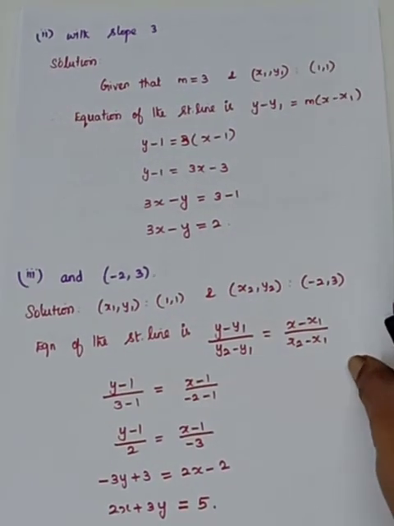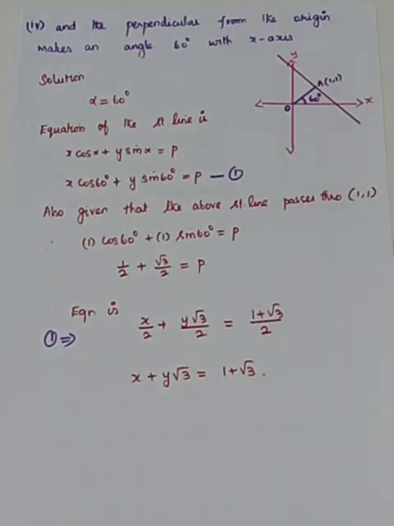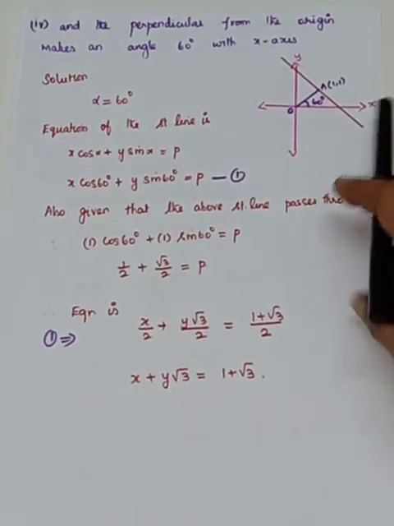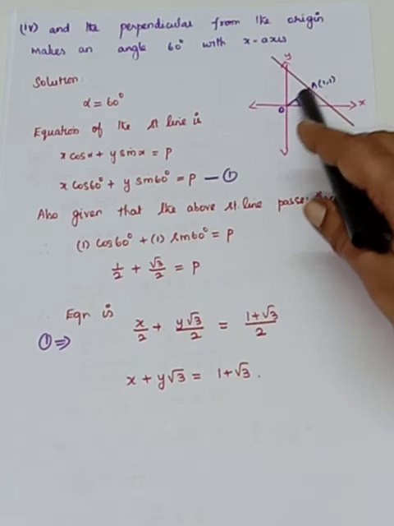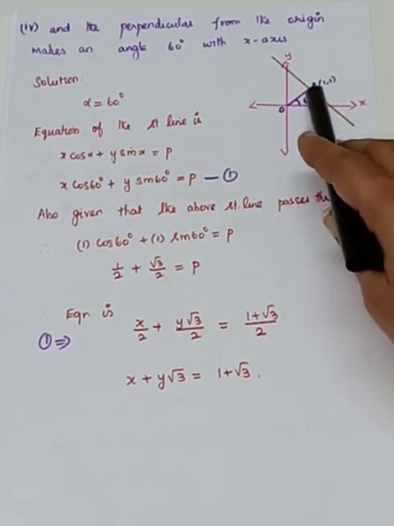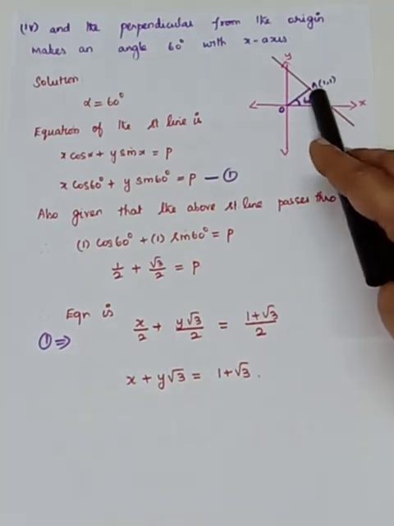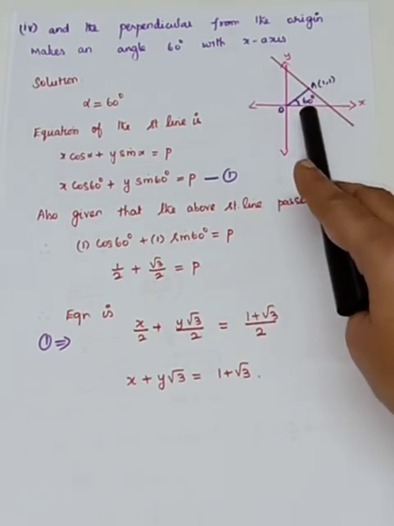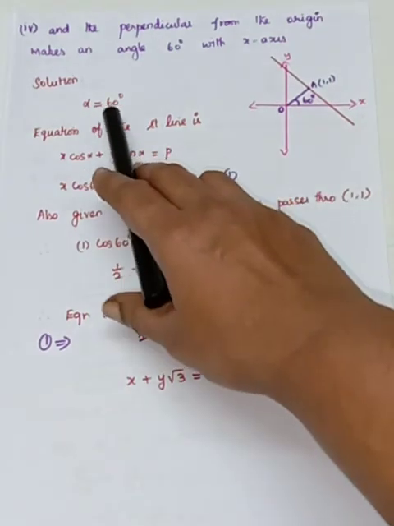Coming to the fourth subdivision, what is given? Passing point already is there, 1 comma 1, and the perpendicular from origin makes an angle 60 degree with the x-axis. So here I have drawn the straight line. Here this is the perpendicular from origin to the straight line. So this perpendicular intersects the straight line at a point A. Okay, so see now, this perpendicular makes what angle? 60 degree. So therefore your alpha is equal to 60 degree.